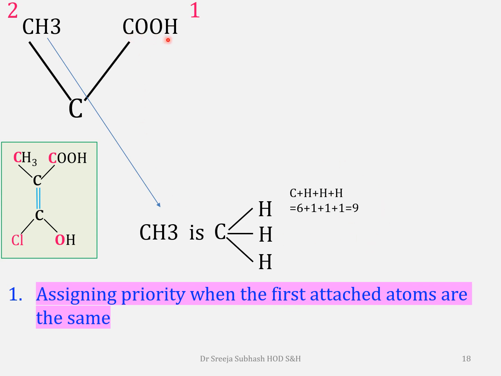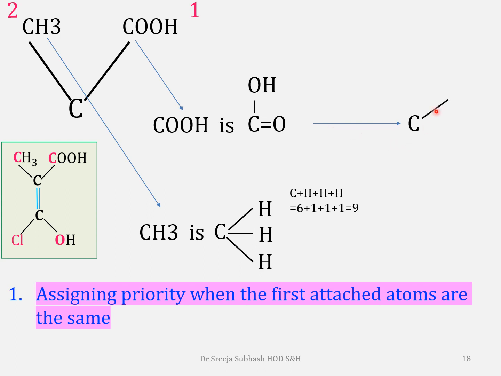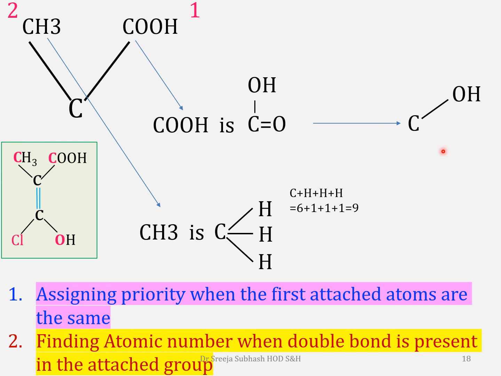Now we are moving on to the next group, that is COOH. Here also we are going to consider the second atoms. We're going to write it like this: C is doubly bonded to oxygen and singly bonded to the OH group, that is COOH. Here we have a double bond. How to decode the double bond? Let us see. We are going to write C directly attached to the OH group, a singly bonded one. But the double bond is going to be written as 2 separate single bonds. C double bond O is written as C–O, C–O. So this is how we find the atomic number when a double bond is present in the attached group.